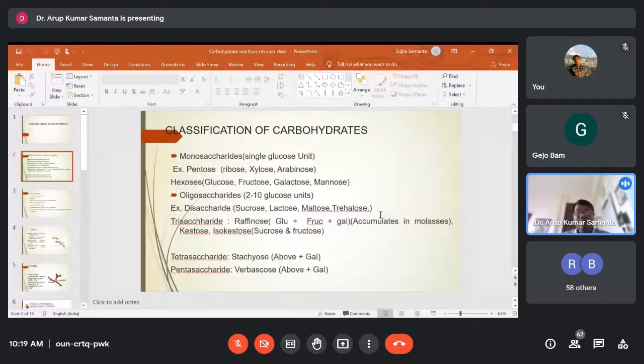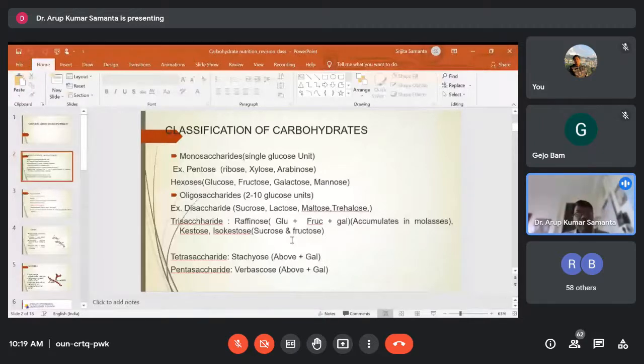Examples of trisaccharides are raffinose, kestose, and isokestose, because they contain 3 sugar units. Disaccharides definitely have 2 units. Sucrose, the table sugar, contains glucose and fructose. Lactose, the milk sugar, contains glucose and galactose. Maltose consists of glucose and glucose. In that way you have to remember the different carbohydrates.